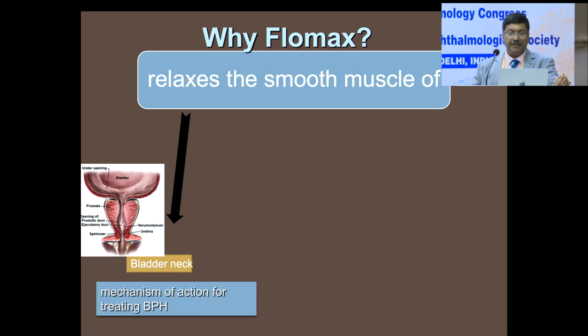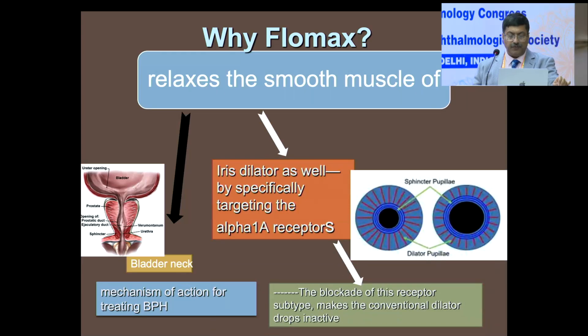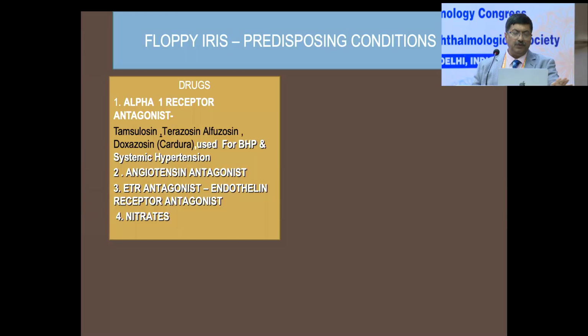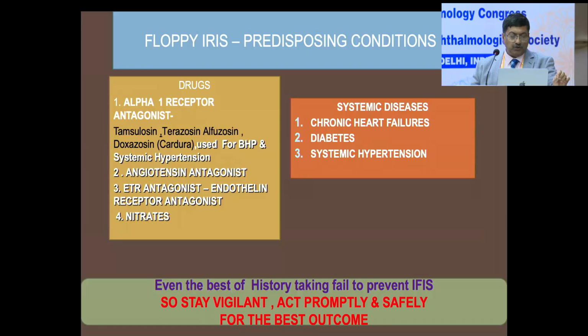Why Flomax? It relaxes the smooth muscles of the bladder neck. Similarly, it acts on the iris dilator as well, by specifically targeting the alpha-1 receptor, and blockade of this receptor makes the conventional dilator drops ineffective. What are the predisposing conditions? The use of medicines like alpha-1 receptor antagonists, angiotensin, endothelin receptor antagonists, and so on, even systemic diseases like chronic heart failure, diabetes, and systemic hypertension. So even the best of history taking failed to prevent IFIS, so stay vigilant, act promptly and safely for the best outcome.